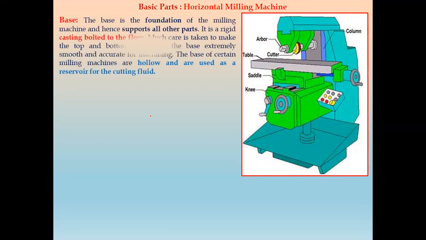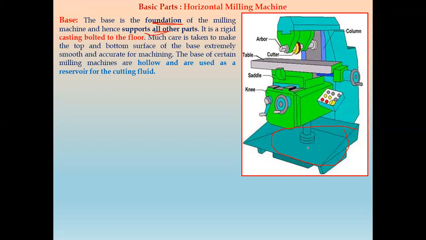So the first part is called the base. This is the base of this horizontal milling machine. The base is the foundation of the milling machine. Hence, it supports all other parts of the milling machine, like the column, overarm, arbor bracket, work table, and all that. Thus, knee and saddle, all these parts are supported by this base.